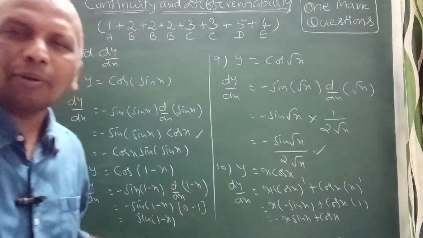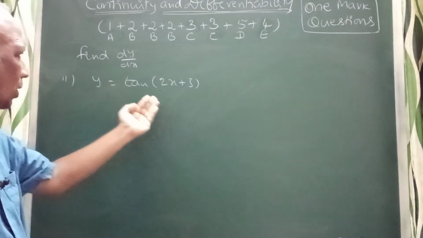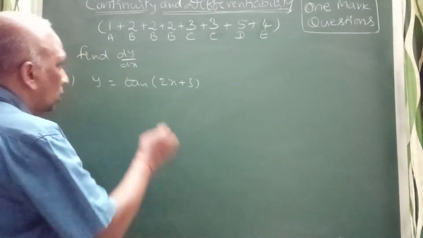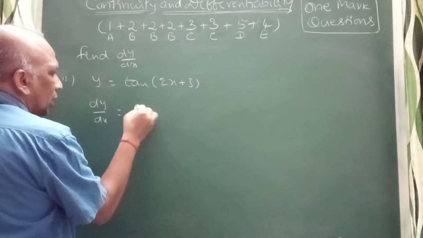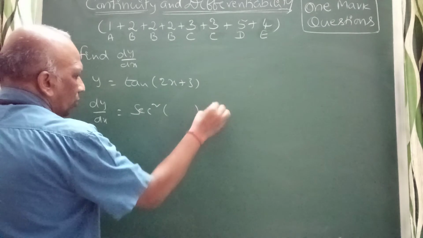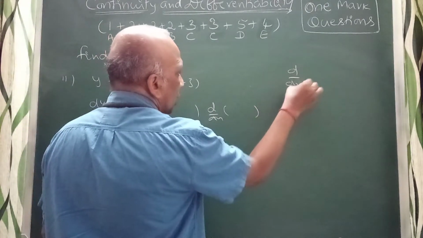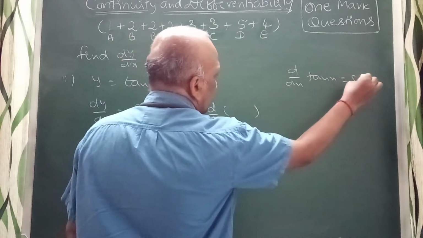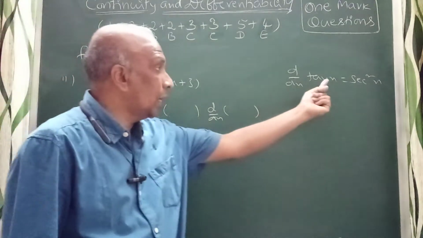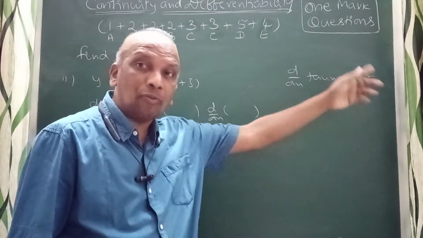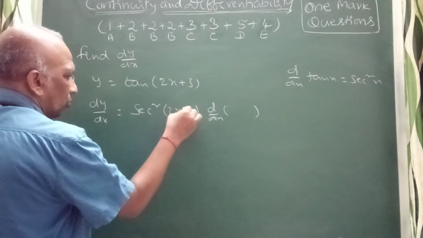This is clear, right? I will explain the next problem now. See this problem: given y equal to tan of 2x plus 3, find dy by dx. The derivative of tan, you can think dy by dx, means secant square of something, because d by dx of tan x equals secant square x. D by dx of tan of f of x is secant square f of x into f dash of x. So I can write here, this is 2x plus 3.